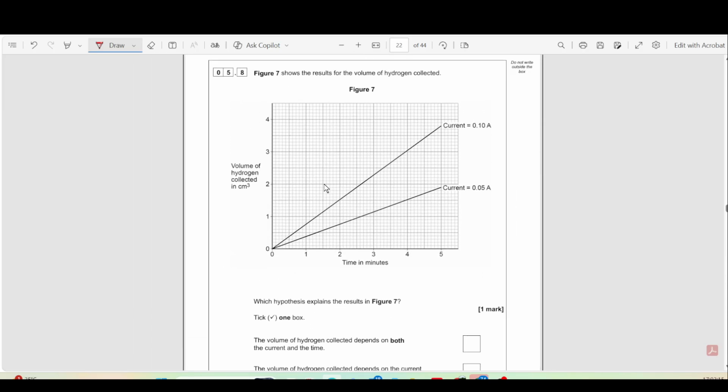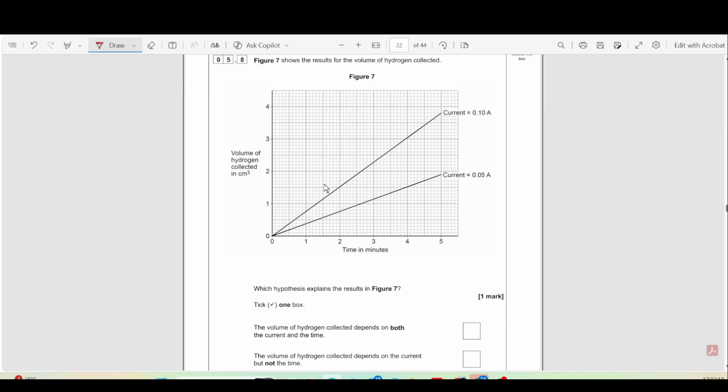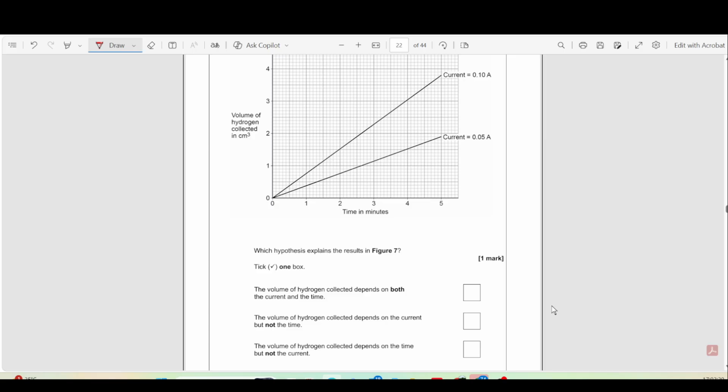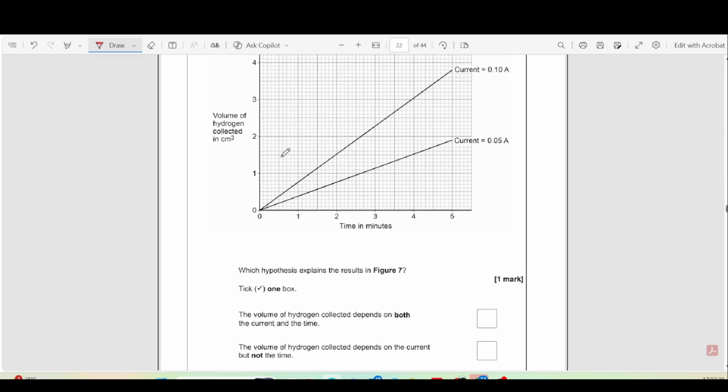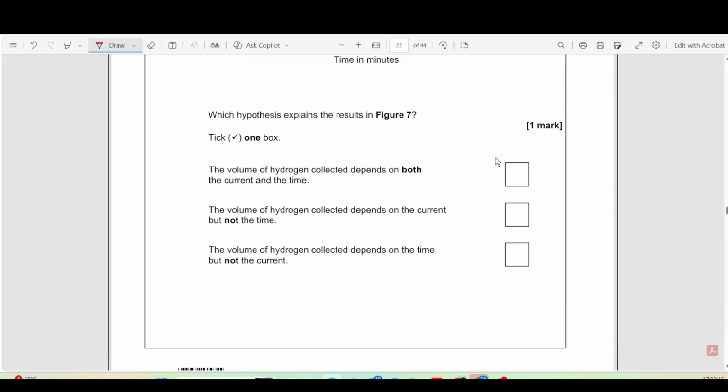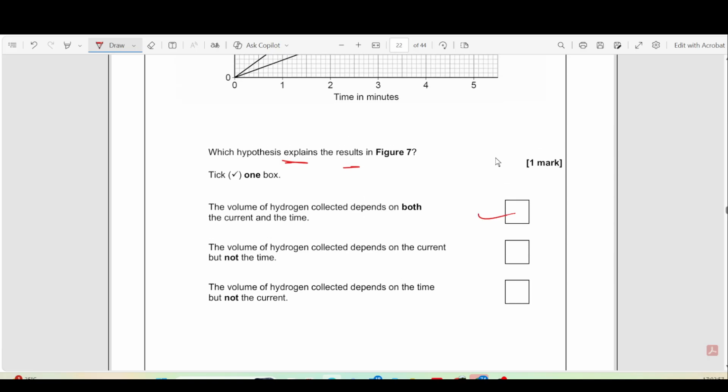Now we have a graph which shows the result for the volume of hydrogen collected. Which hypothesis explains the result in figure 7? On this graph you can see we have time and we have volume on the y-axis. These lines represent current, which is explaining the result. If you read this, the volume of hydrogen collected depends on both current and time. This is the correct option.